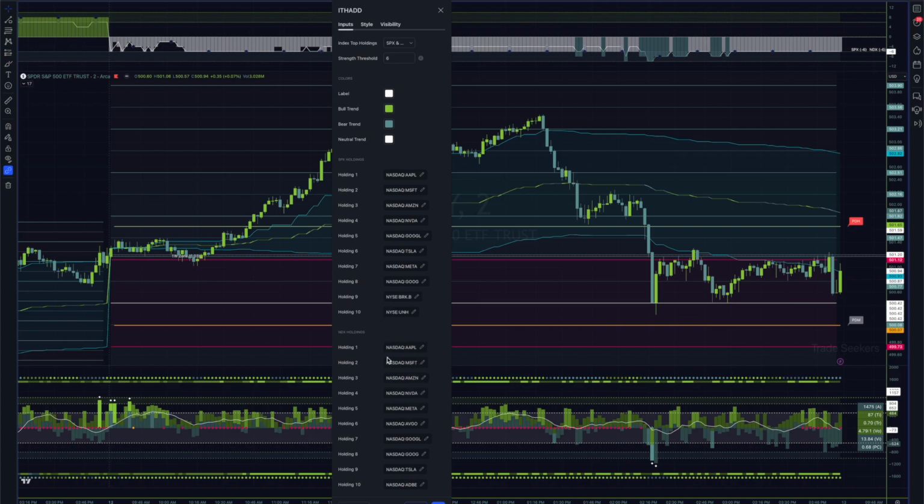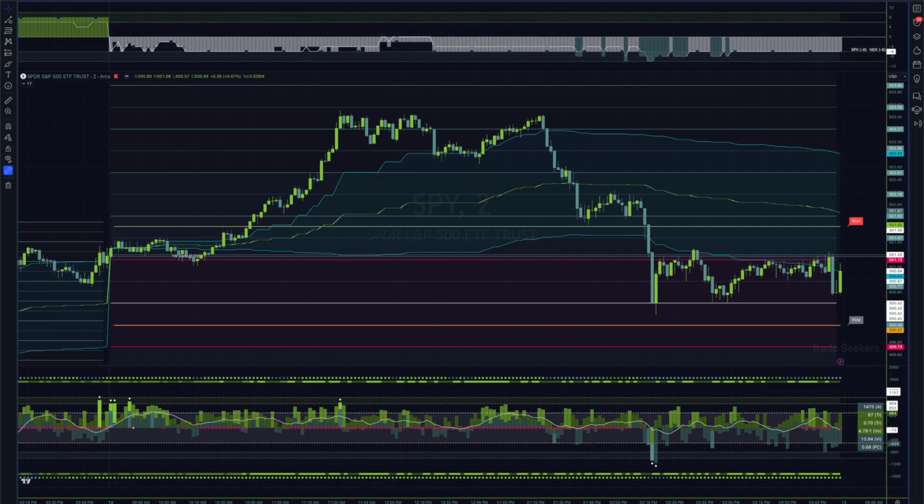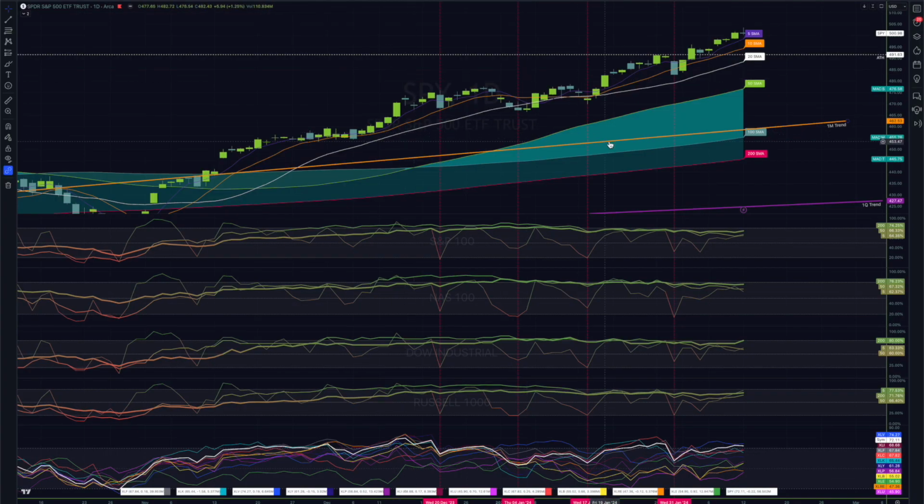Now it does mix it up a little bit. They both have Meta, they both have Google and Goog. I hate that ticker name. Tesla, and they have a little bit of divergence. We got Adobe and Broadcom, AVGO, versus Berkshire B and United Health, UNH. So for the most part, though, from a tech perspective, they're almost the same dang index.